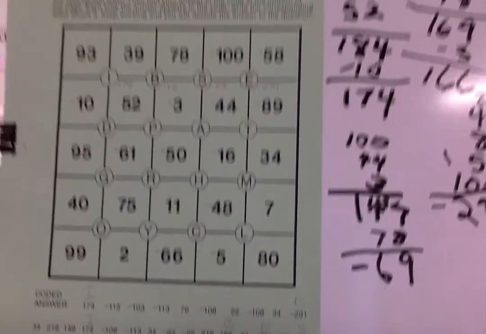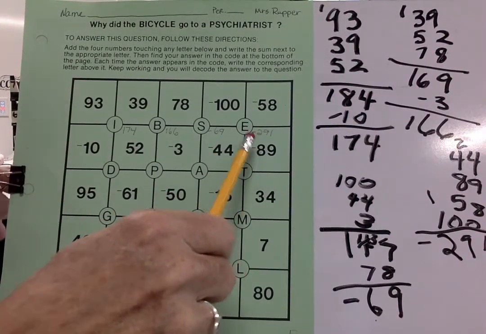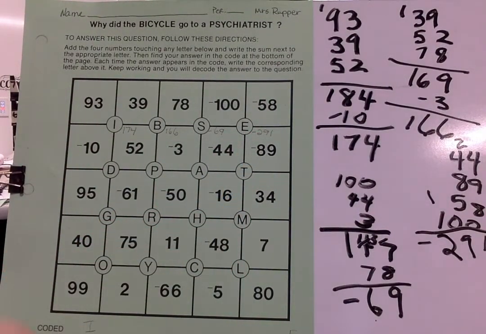Okay. If you get a number here, like say the negative 291, and then you couldn't find it at the bottom, then you know you've done something wrong. Okay? All right, students, you can do this. You rock.